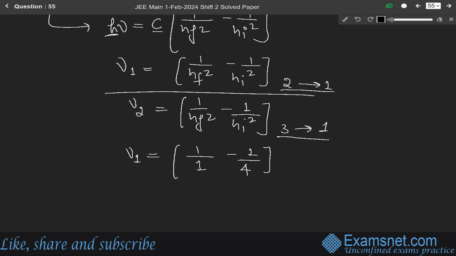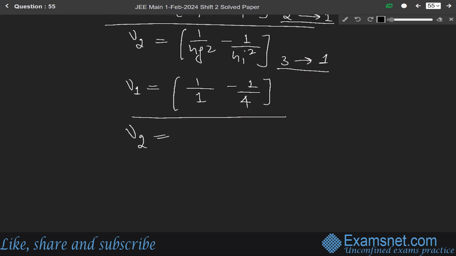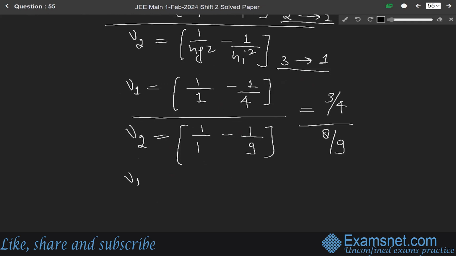2 square is 4. Over nu2 is equal to 1 over 1 square minus 1 over 3 square, means 9. So it will be equal to 3 by 4 over 8 over 9. So nu1 over nu2 will be equal to 3 by 4 into 9 over 8. Okay. So it will be equal to 9 3s are 27, 8 4s are 32.